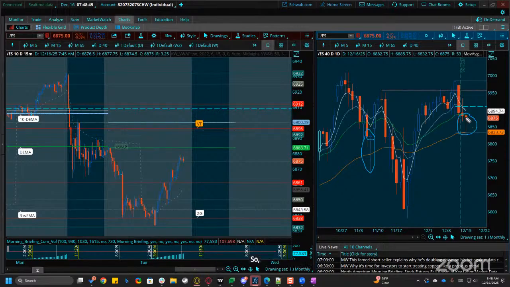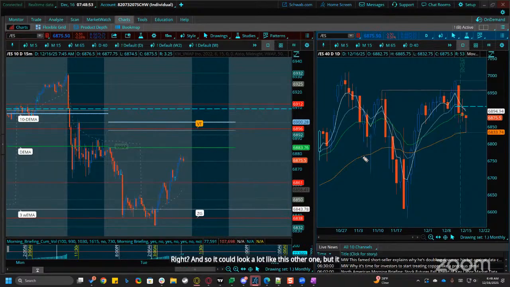So we could get through our own open and then get a little bit into the green, right? And so it could look a lot like this other one, but it doesn't have to. Either way, the candle is already formed. So unless we run back down today and we make this just a bearish candle, then we've already got our pin bar.